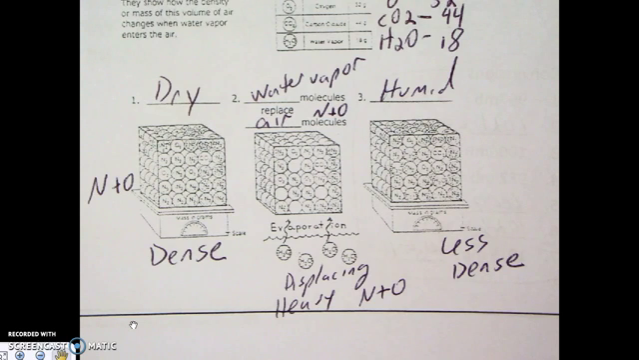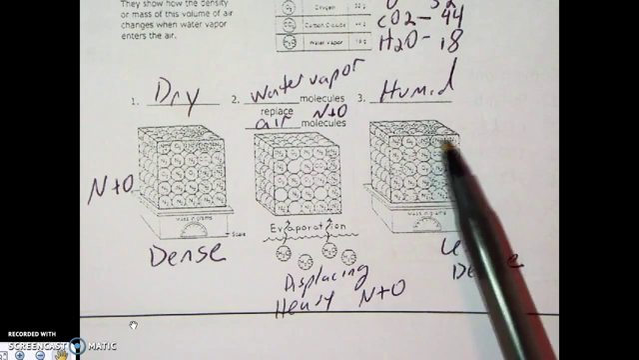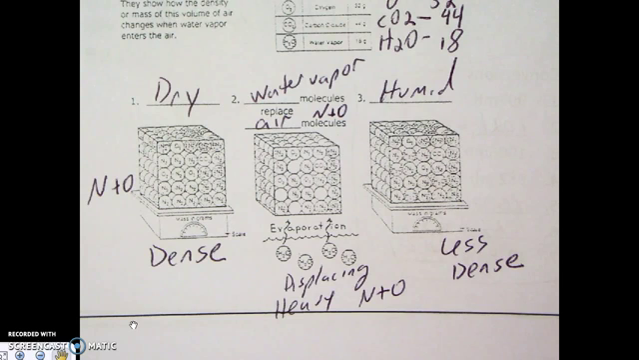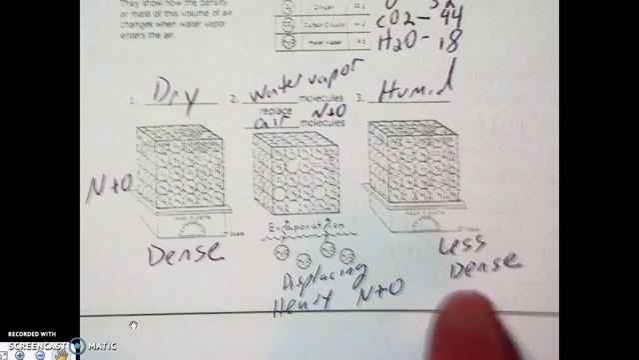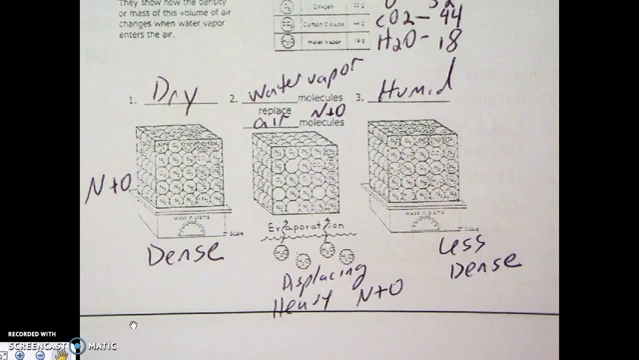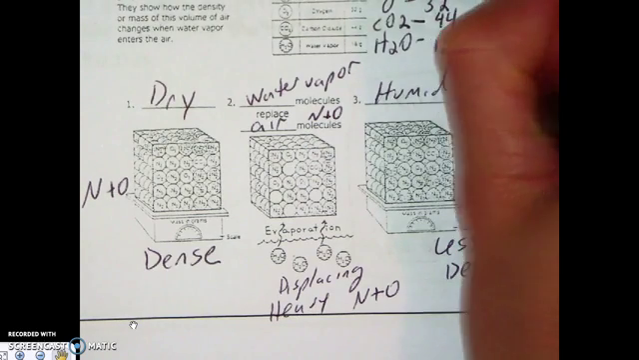Now, occasionally somebody will ask me, why is it that humid air feels so heavy? In the summertime, July, August, maybe even June, the air feels so heavy when it's really humid. It's actually not. It's actually less dense. But we do feel uncomfortable when the air is humid.